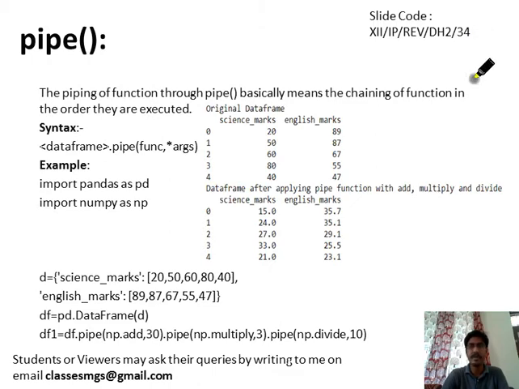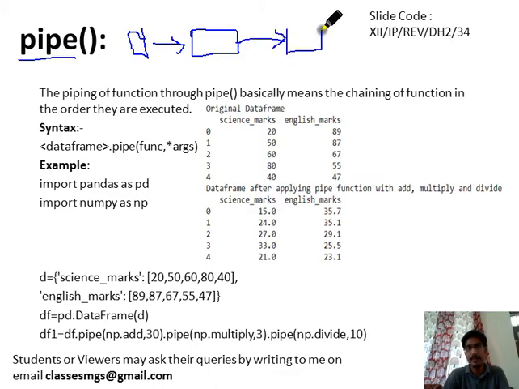Okay, the first function is the pipe function. The pipe function works just like a pipe. The output of one function will become the input of another function, and then the output of this function will become the input of another function. This is how it works.